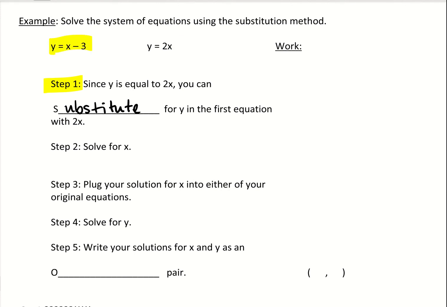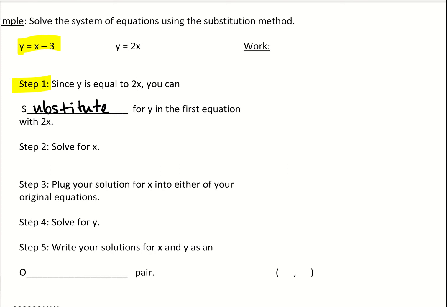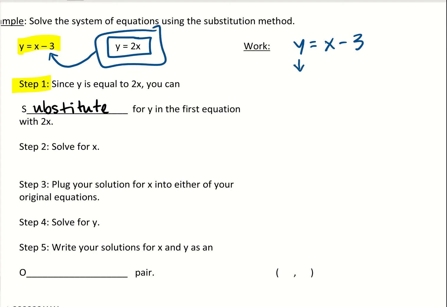I used this one, and I'm going to show my work off to the right side where I've got that little blank for your work. Because y is equal to 2x, everywhere that we have y in this equation, we can put 2x instead. So we start with y equals x minus 3, but then we can change that to 2x equals x minus 3, because 2x and y are the same thing. There's step 1.